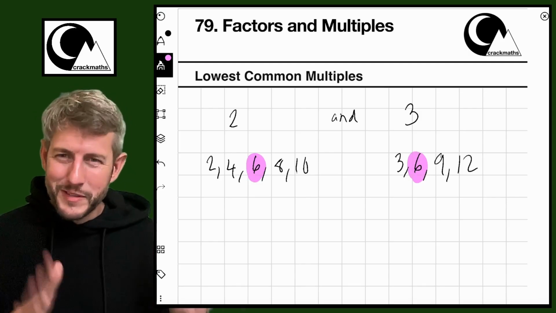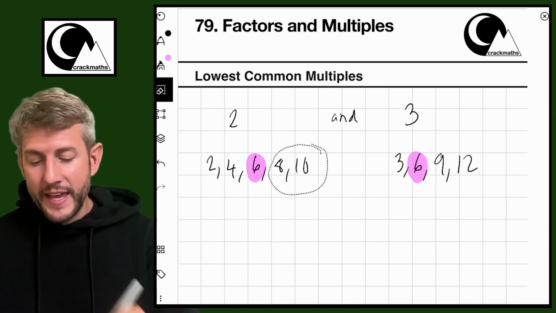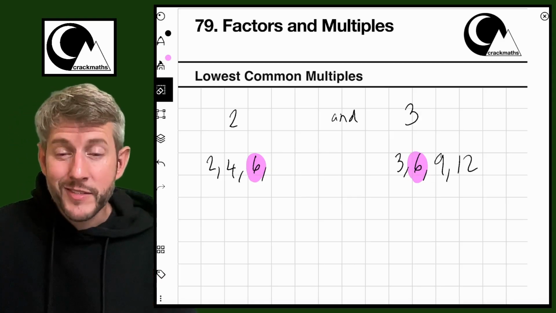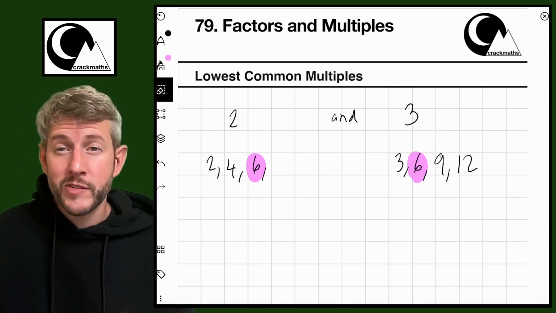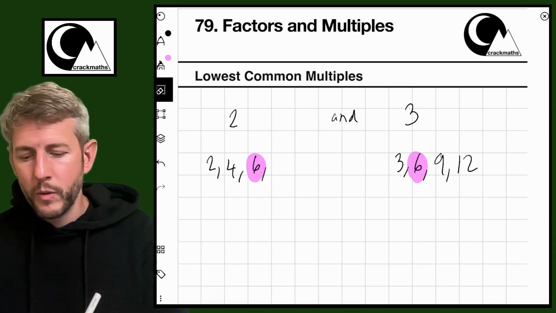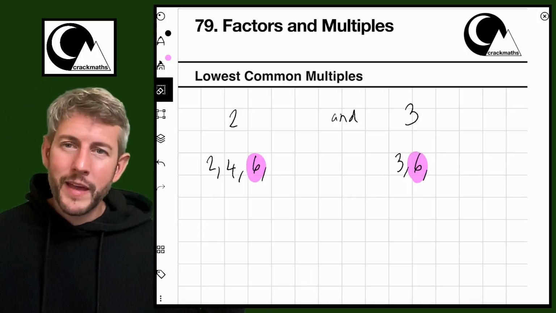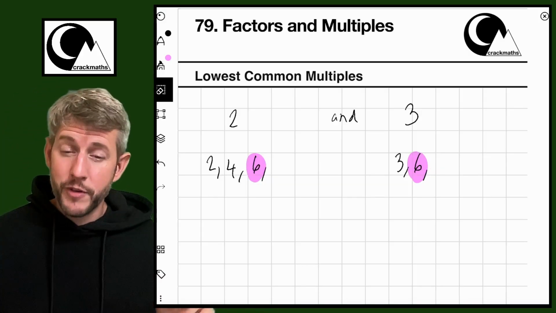Now, because I knew it was going to be 6, I actually could have just stopped here. Because really, if I'm honest, when I got up to 6, I knew that 6 was in both the 2 times table and the 3 times table. And the same here, I could have just written down these 2. But in order to explain it, I decided to write a few more.